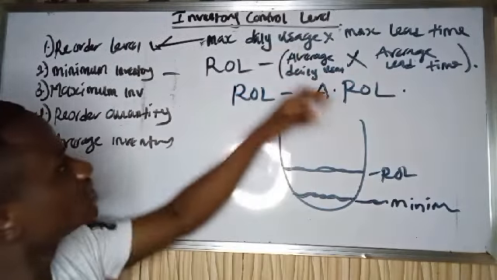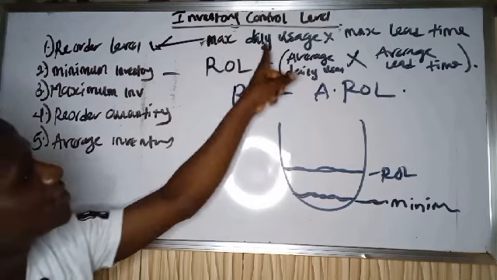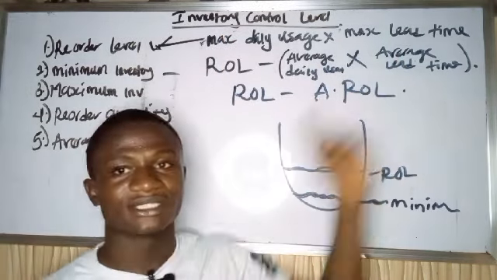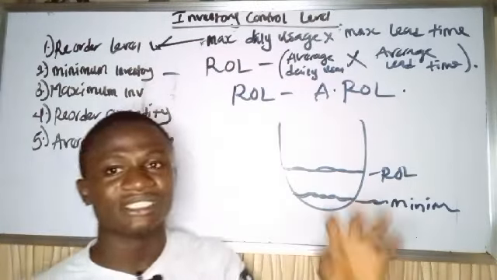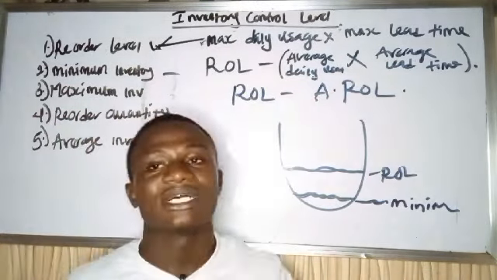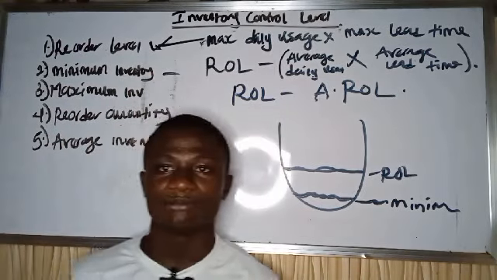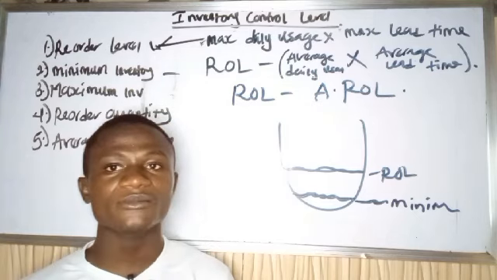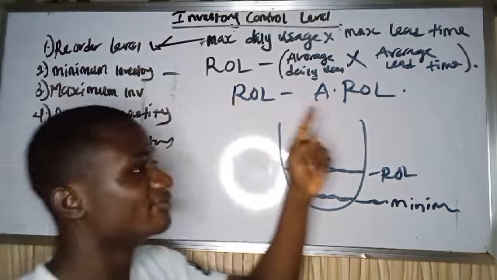Average reorder level is still the same formula as reorder level, but using the average of maximum daily usage, which is average daily usage, and the average of maximum lead time, which is average lead time. So we are subtracting the maximum that we can ever use in a day from our normal, and that will give us our minimum inventory level, below which our inventory must not fall. So that is the ideology behind minimum inventory level.